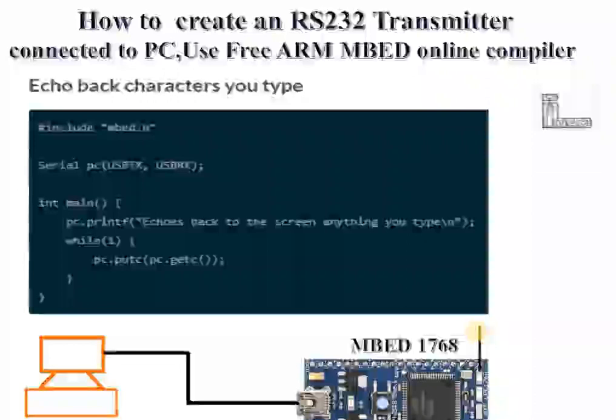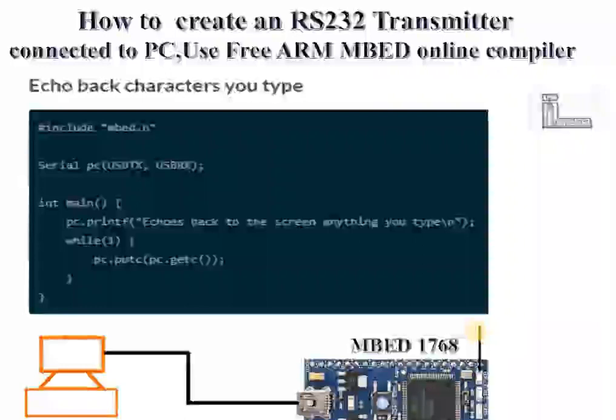So what it does is, you can see in the main program, there's a while loop in which it says pc.putc in brackets pc.getc. That means whatever you type from the keyboard goes in terms of pulses into the microcontroller, and the microcontroller puts it back into the screen, the same character. Suppose I type character A, it will go and come back. That means you will see two A's, and B will go and come back.